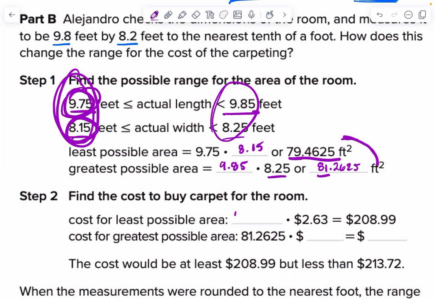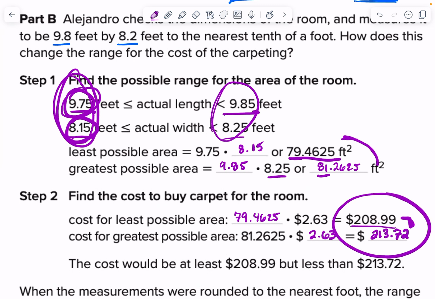So at the very least, my square footage is 79.4625, and if I multiply that by my $2.63 per square foot, give me a second, 79.4625 times 2.63, oh, they gave it to us, that was silly, $208.99, versus 81.2625 times $2.63, and that is $213.72. Look at the difference between those two.